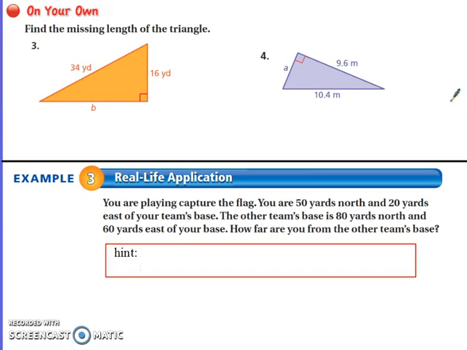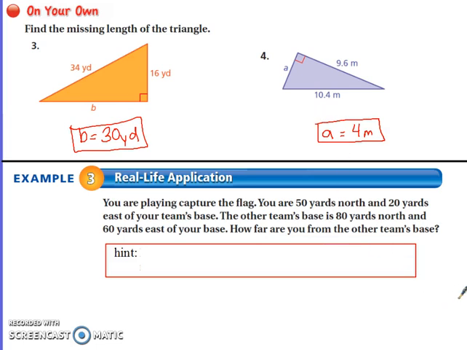Go ahead and take a moment to again pause the video and try numbers 3 and 4 as well as the example 3 on your own. In on your own number 3, we should have found that b is equal to a value of 30 yards. And in example 4, we see that a is equal to 4 meters.